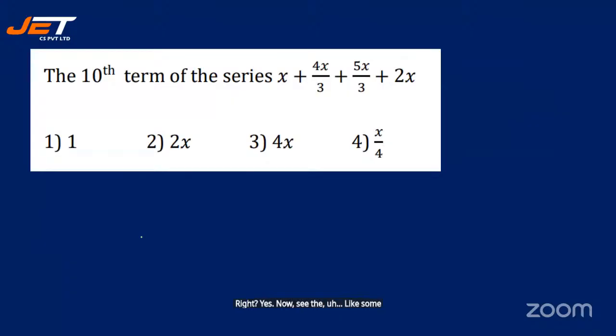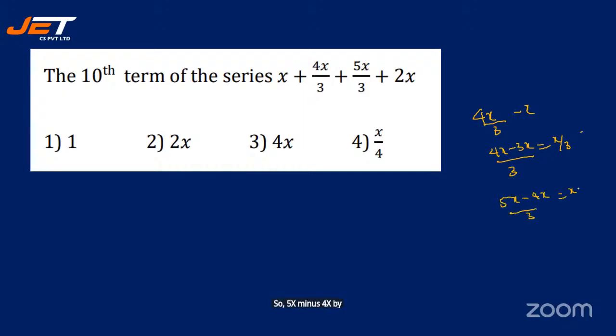The 10th term of the series is dash. So let's check whether it is AP, right? So T2 minus T1: 4x by 3 minus x is x by 3. And 5x by 3 minus 4x by 3 is x by 3. All right, so this is AP. So they want T10. T10 is A plus n minus 1, 9 into D.